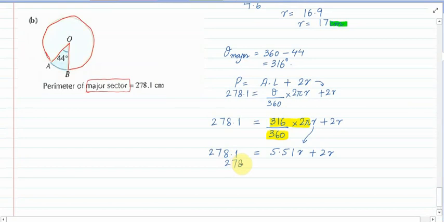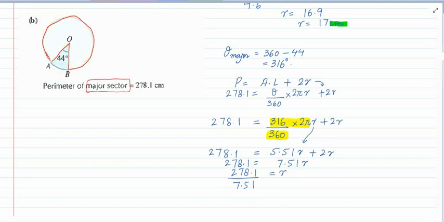Now you need to add these two values. 5.51 plus 2, it's 7.51r. Now it will be 278.1 divided by 7.51 equals r. So 278.1 divided by 7.51, it's 37. So the radius is 37 and the unit is centimeter because the perimeter unit is centimeter.